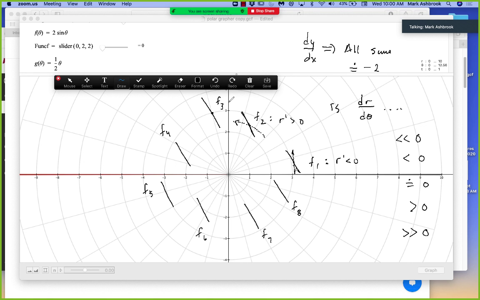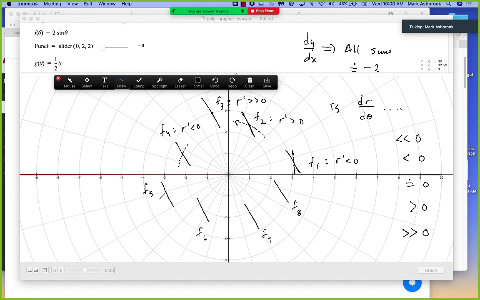Is everyone following this? This is what rate of change means in polar coordinates. Yes. Big positive. All right, how about F4? Very negative. Negative. And we could sit here and argue if that's just negative or greatly negative. But the point is it's negative.